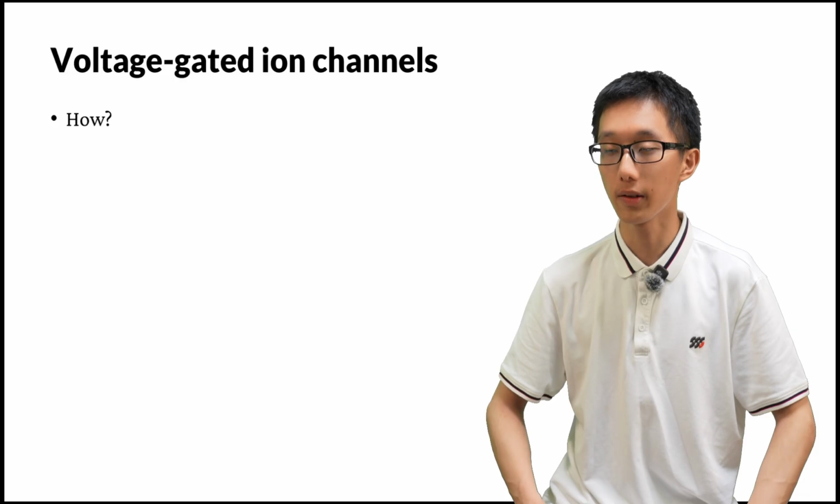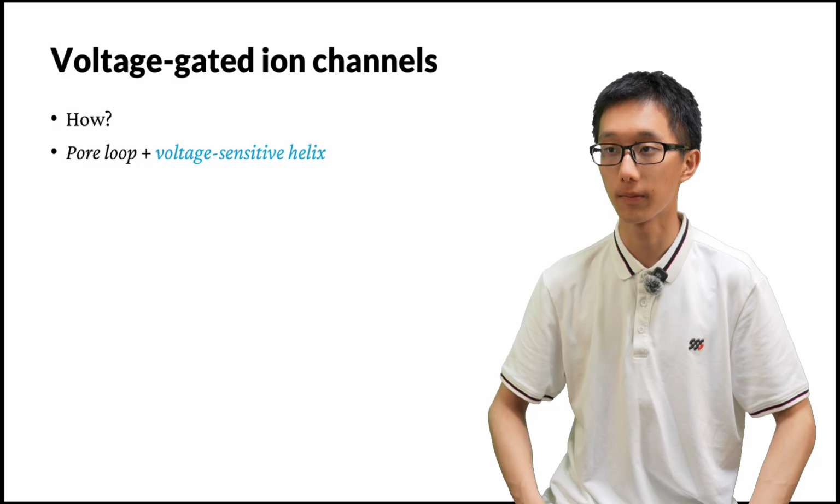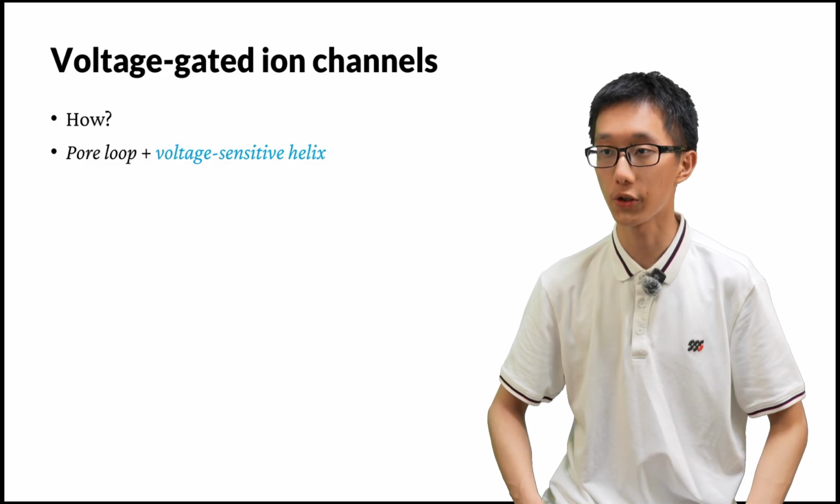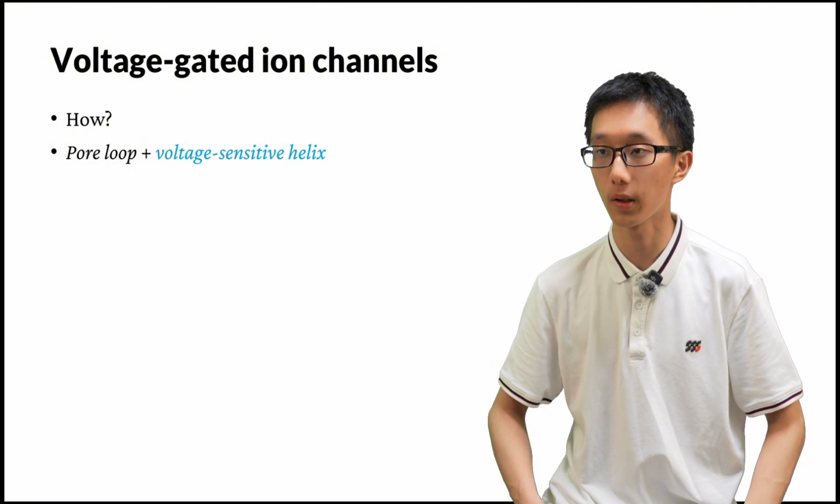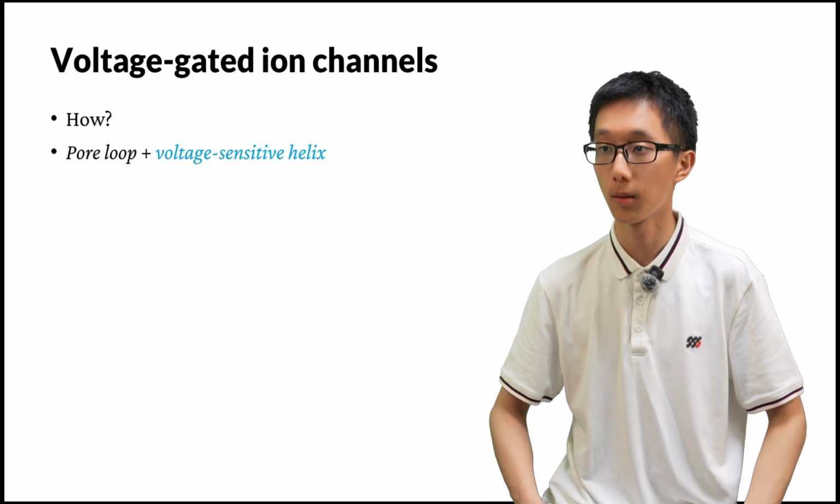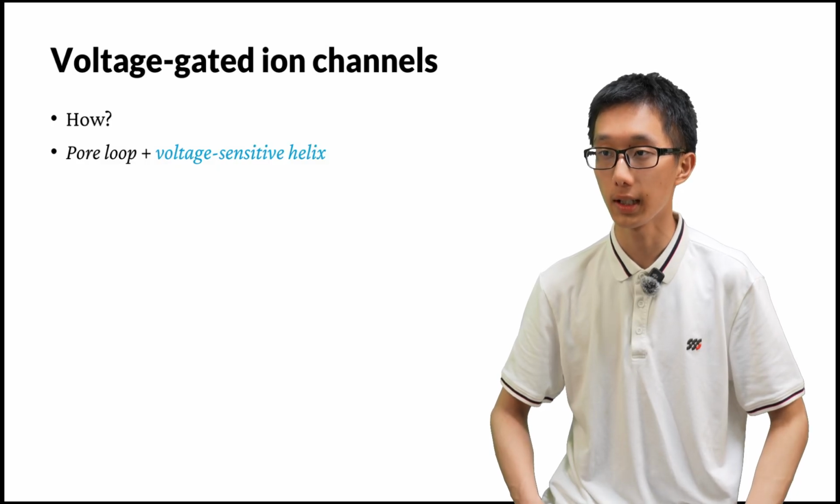How does voltage open the ion channel? Let's take a look in detail. First of all, like all other ion channels, voltage-gated ion channels have pore loops to ensure selectivity. As you may recall, selectivity means that the ion channel only has high permeability for one ion and does not let other ions pass through. Moreover, voltage-gated ion channels have an interesting structure. It is a voltage-sensitive helix.